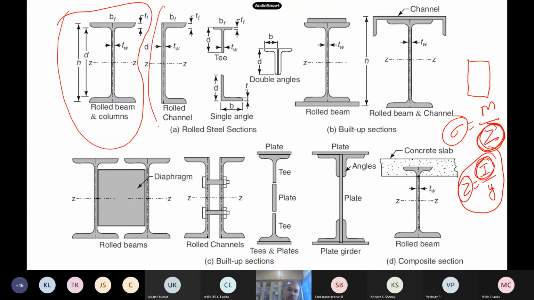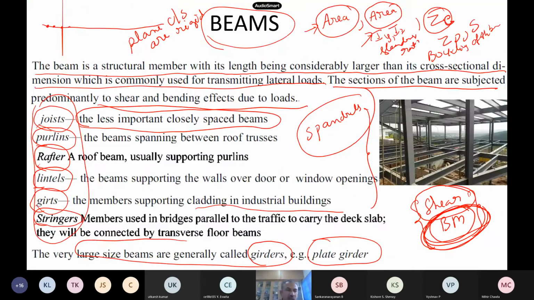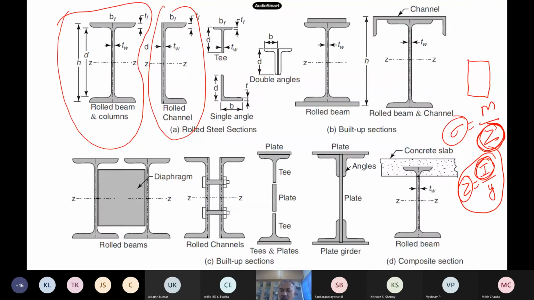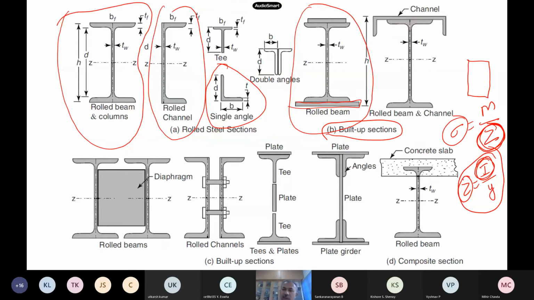Then sometimes channels are also used, like I told you, we have a joist, purlin, rafter, and other things. For ordinary purlins, if you want to design small sheds, angle sections can also be used. Then sometimes built up sections are also used. If the loads are very heavy and the required section modulus is very large, we will not get that type of section modulus from our steel tables. So you do some welding, attach some other steel flat or something like that. You make your own section and increase its section modulus. These are all built up sections.